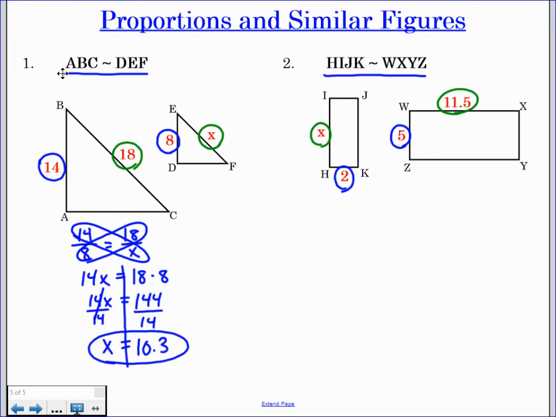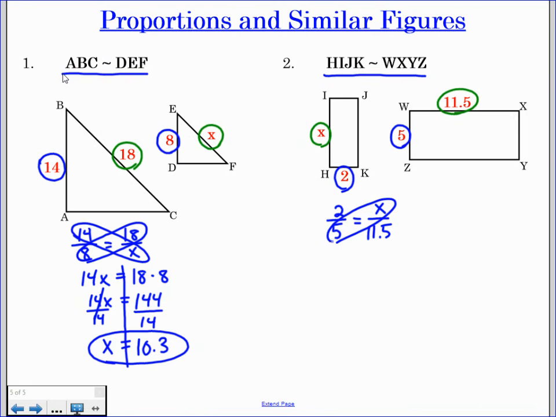So let's set up a proportion that says exactly that. I'm going to say 2 over 5 needs to equal x over 11.5. And again, remember, just be careful with my order. If I do 2 over 5, I cannot do 11.5 over x. I have mixed things up now. That's not okay. That will give you an incorrect answer. So just be careful. All right, let's solve this with our cross products.